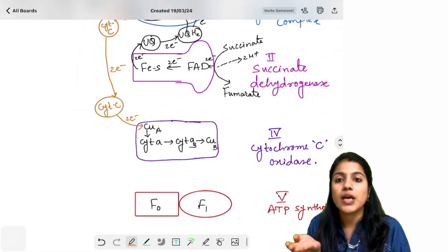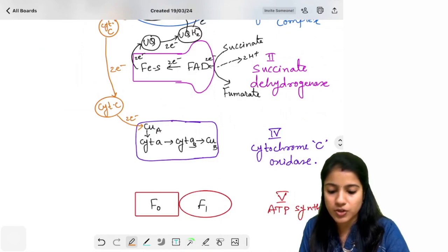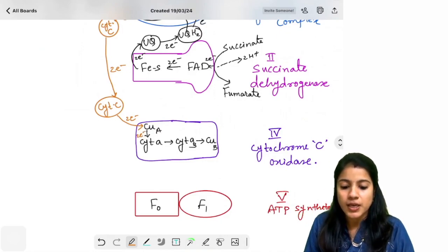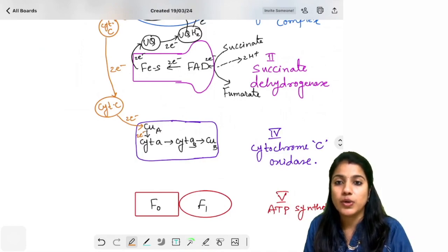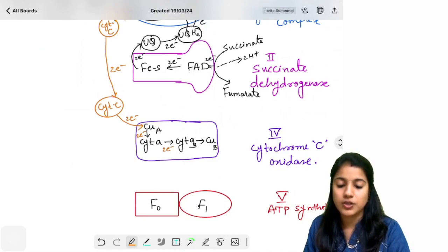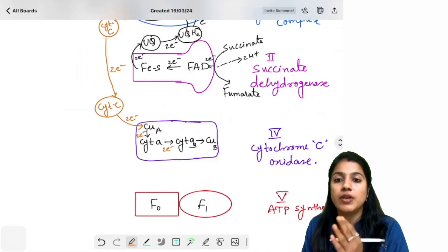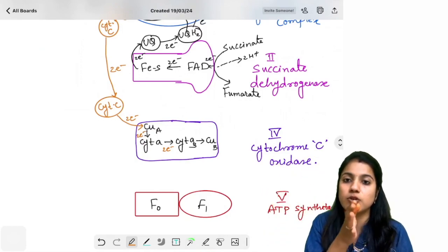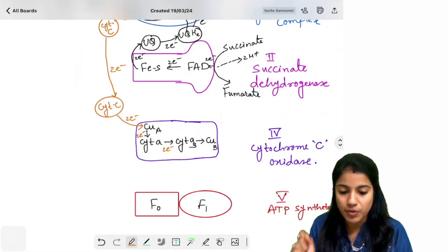That means with the help of the copper molecule, 2 electrons got transported to cytochrome A, right? Cytochrome A will transport the electron to A3, right? So from A to A3 it will be transported. From cytochrome C, the electron came to cytochrome A with the help of the copper molecule.